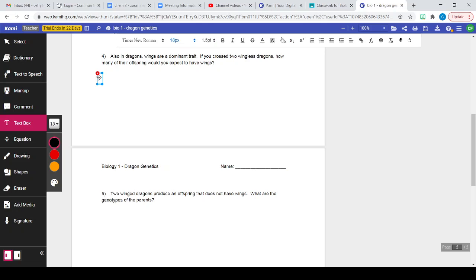So we have wings are dominant. So as long as I have a capital in there somewhere equals wings. There we go. So if I have a capital in there somewhere, it is going to be wings. Now, when I get to lowercase, I don't have that dominant trait. It is wingless. Now, I could have used W's for this.